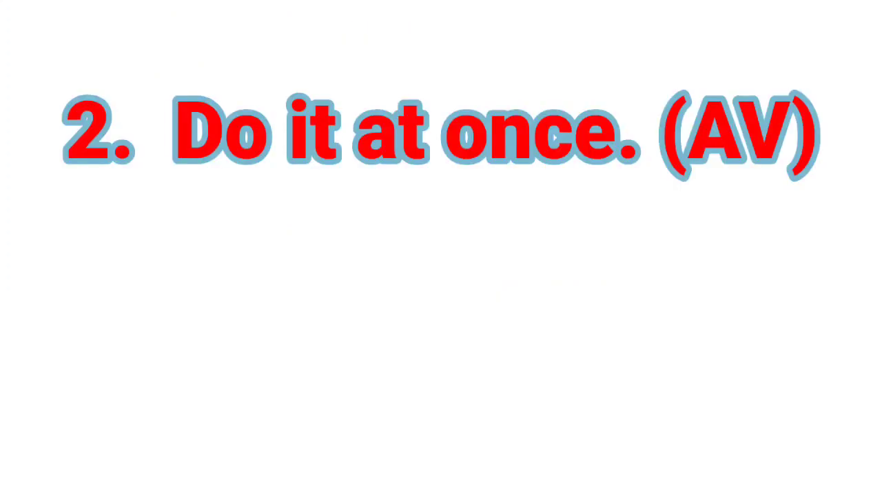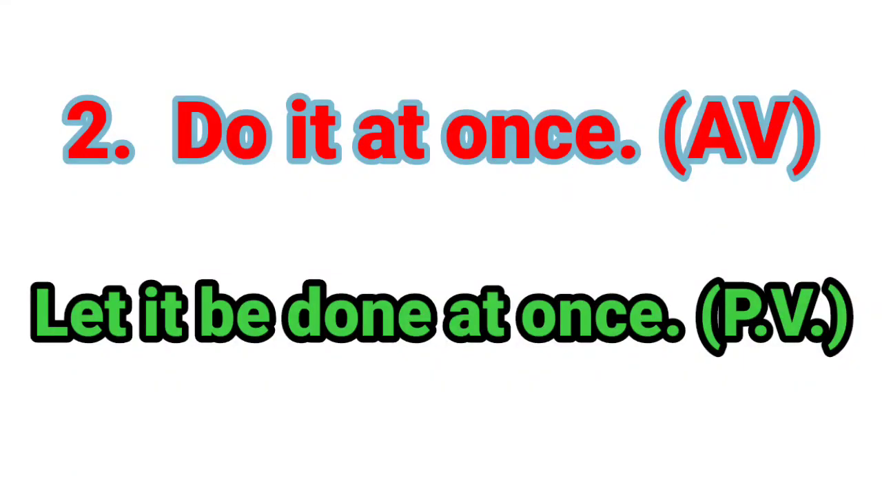One more example. Do it at once. The passive voice sentence starts with let and takes the object, that is it, and add be word, and the main verb is changed into past participle and take the extra words, that is at once. So the answer is, let it be done at once. Here at once is an extra word.